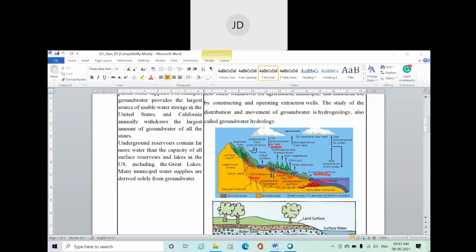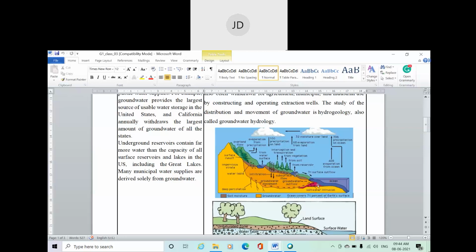This is your infiltration, and finally it reaches the groundwater movement. The groundwater movement is the water moving under the ground. The yellow one is your impervious strata, that is, water cannot penetrate into this particular strata. Basically it is a rock. Beneath the earth there is a rock, and water is stored between the rock and the top surface of the earth. Between these we have the groundwater.